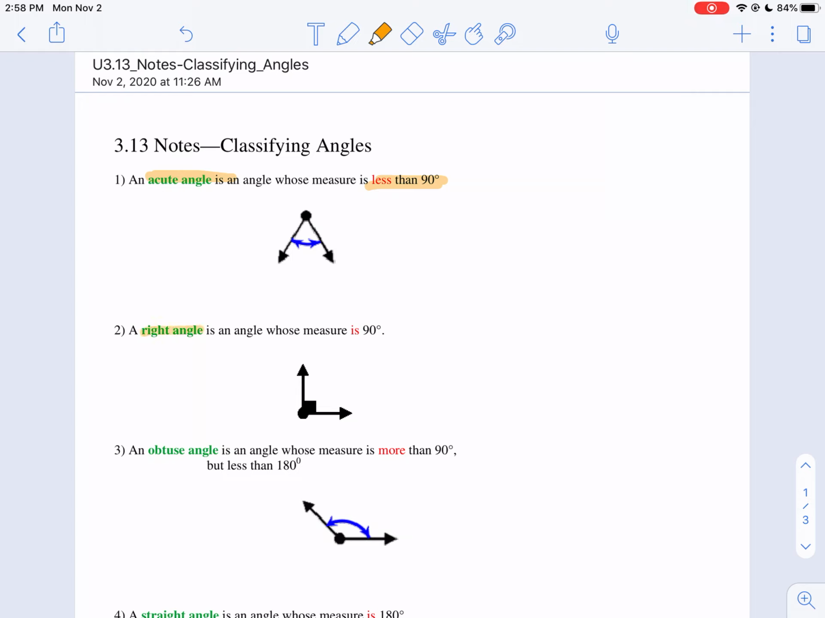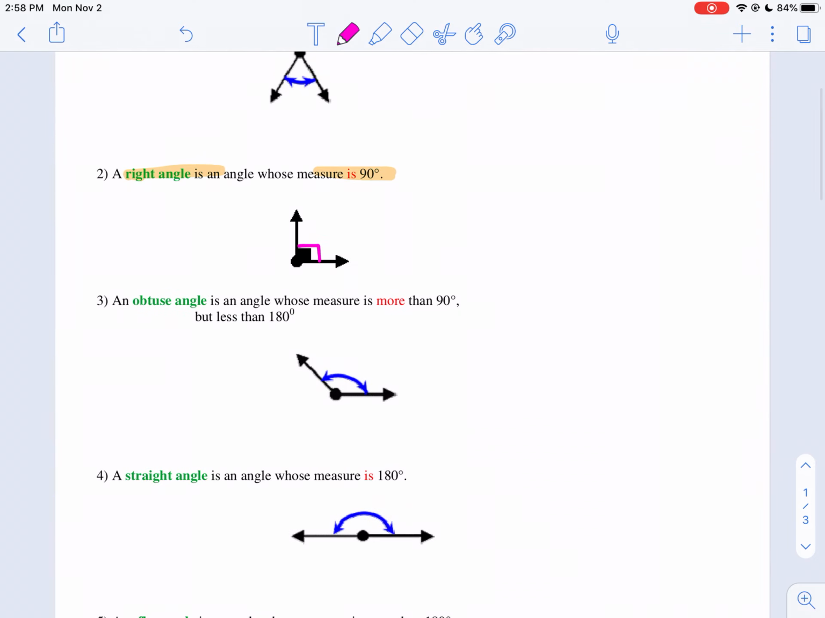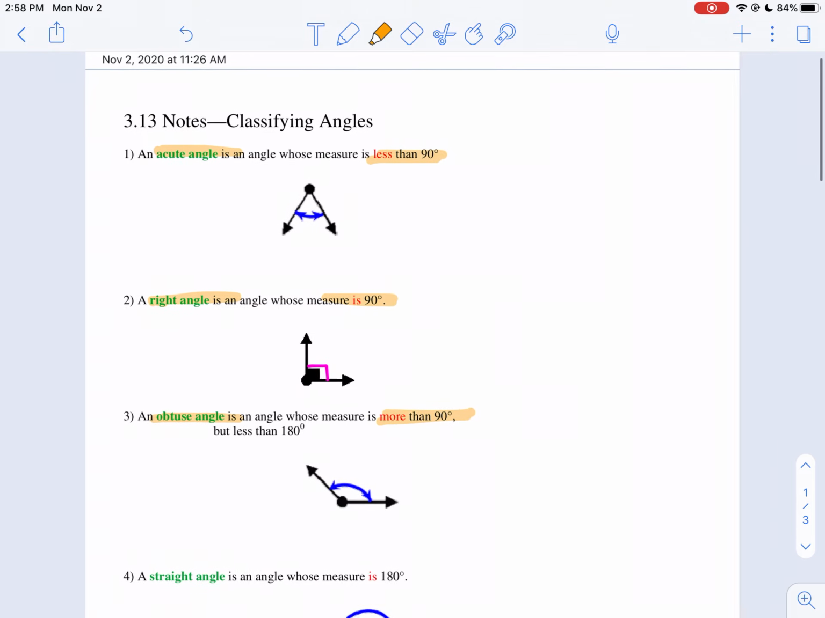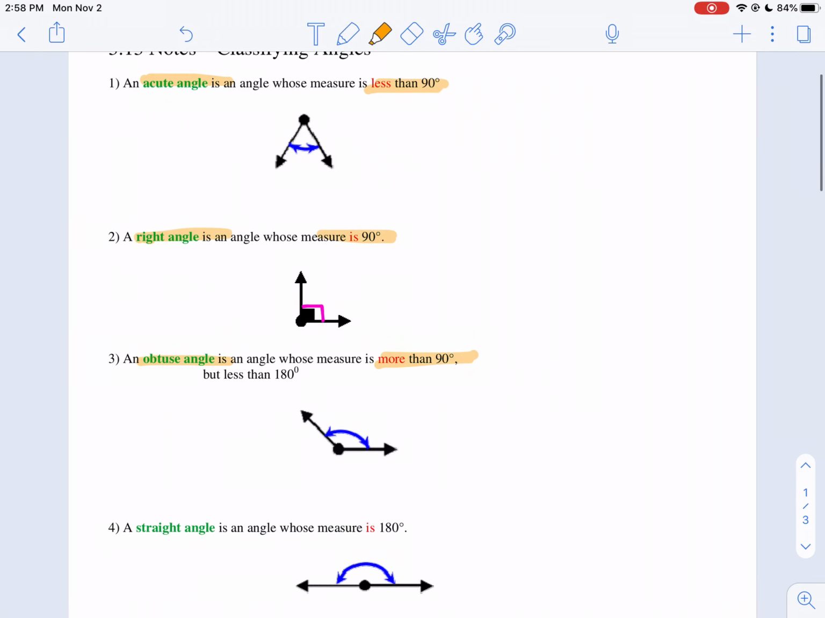The next one, we have a right angle. A right angle is exactly 90 degrees. Is this the corner of a box? You will always see, you know, like a red circle or a red square or something like that between two intersecting lines. Then you have an obtuse angle. An obtuse angle is an angle whose measure is more than 90. Okay, so bigger than 90. Less than 90 is acute. Exactly 90 degrees is a right angle, and then more than 90 degrees is obtuse.